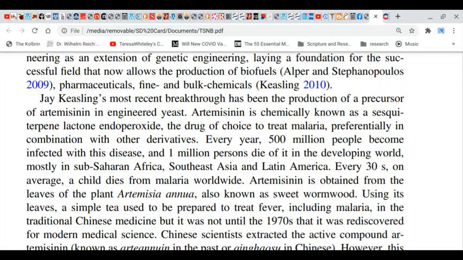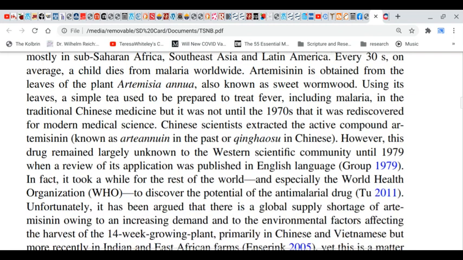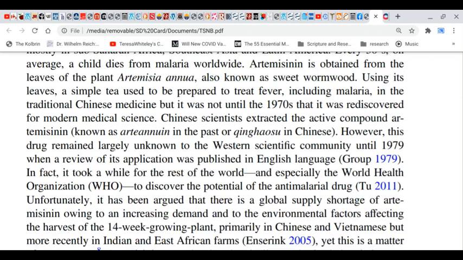Artemisinin is obtained from the leaves of the plant Artemisia annua. And please forgive me, people, I know I'm really butchering these words. Also known as sweet wormwood. Using its leaves, a simple tea used to be prepared to treat fever, including malaria, in traditional Chinese medicine, but it was not until the 1970s that it was rediscovered for modern medical science.